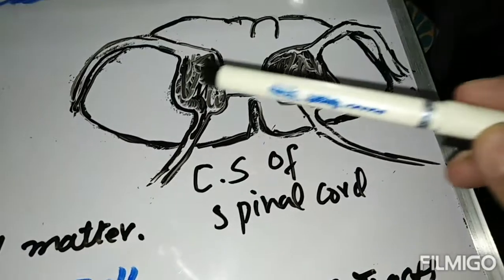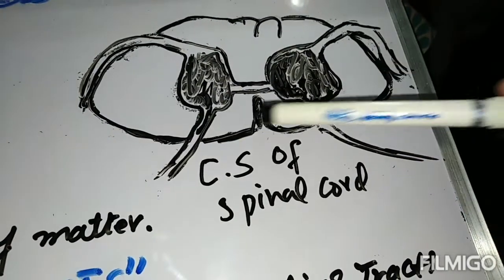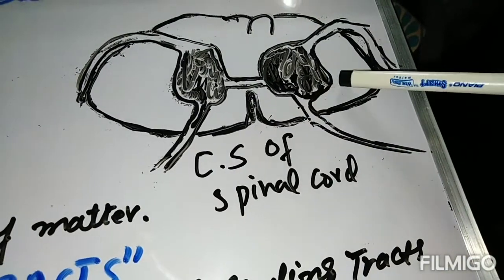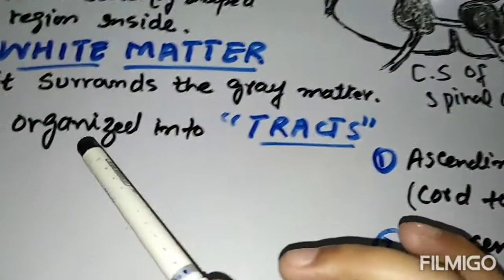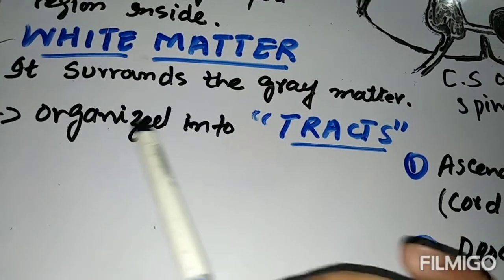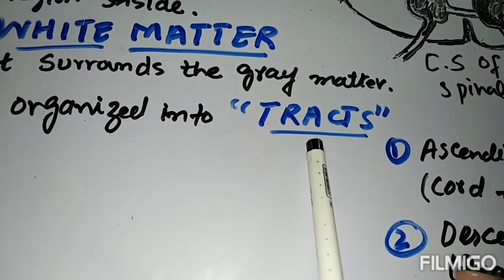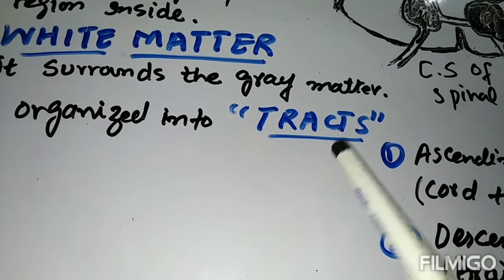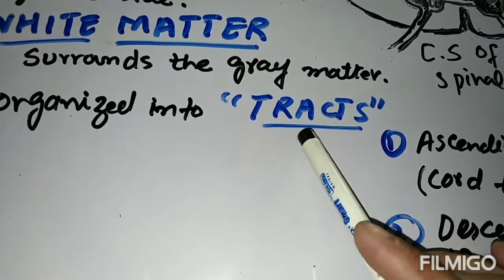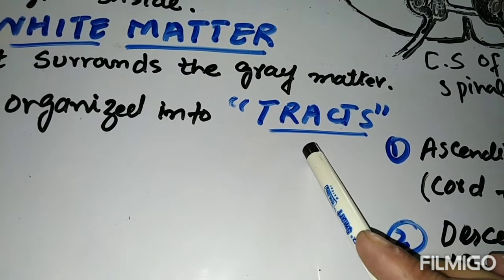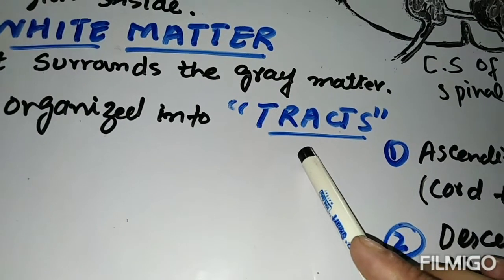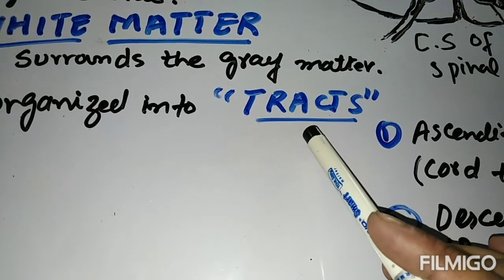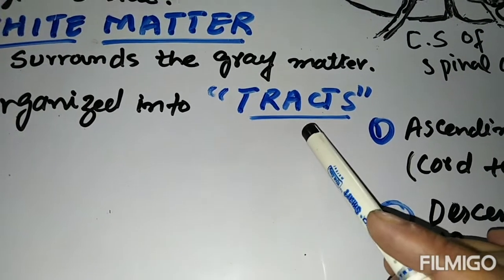The gray matter in the spinal cord is surrounded by white matter. These regions are white matter. And the white matter is organized into tracts. Tract is another name for nerves. The nerves in the central nervous system are termed tracts. Tracts extend the length of the cord. They begin or end at specific areas in the brain.